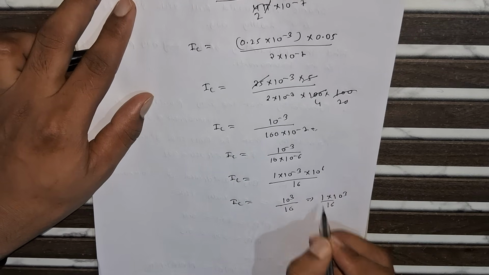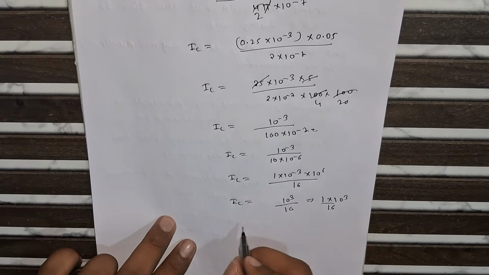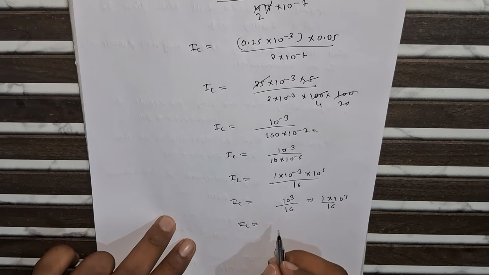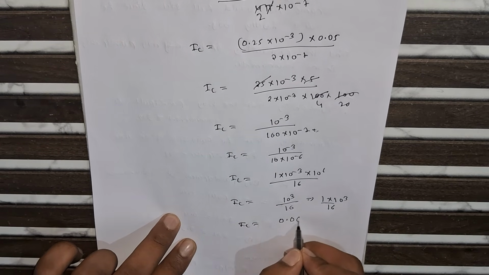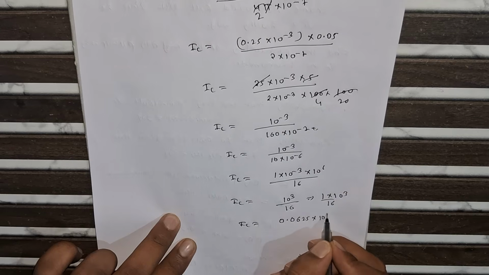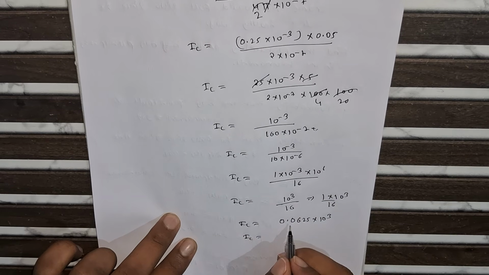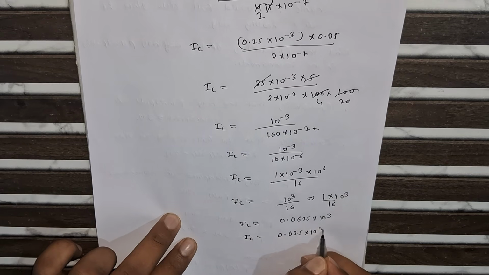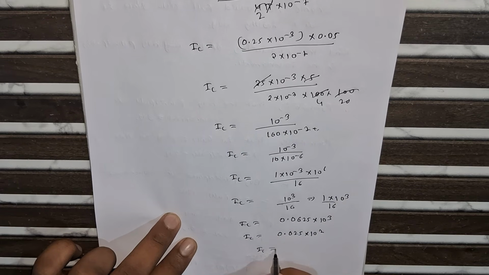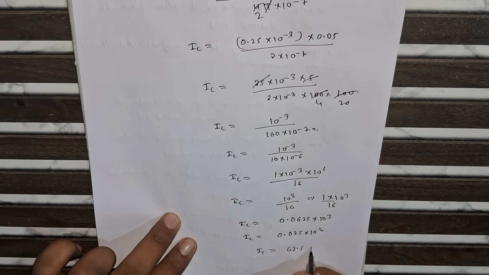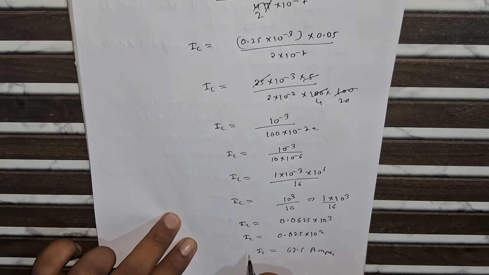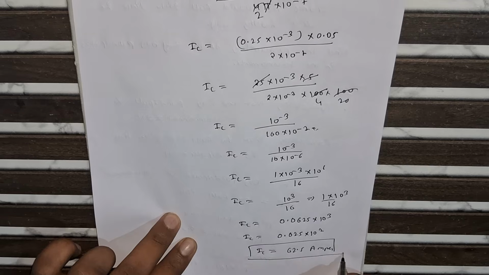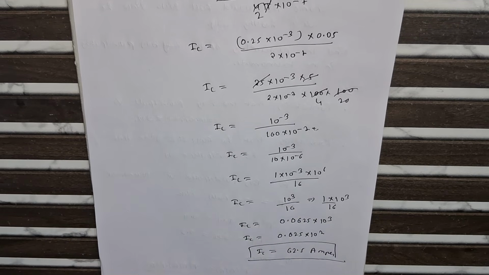When you divide 1 by 16, you will get Ic equals 0.0625 into 10 to the power 3. So now when you shift the decimal one place to this side, you will get 0.625 into 10 to the power 2. This is nothing but Ic equals 62.5 ampere. So this is our correct answer. So like that you have to solve in the examination.